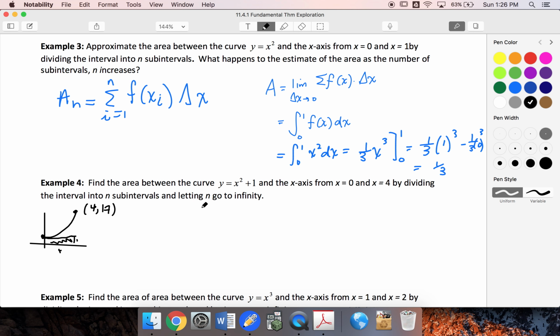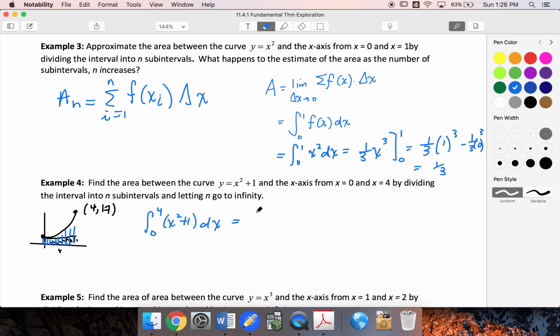So if I'm letting my n go to infinity, that means my width of all my individual rectangles is going to 0. So I'm going to take the integral from 0 to 4 of x squared plus 1 dx. So dx is letting my n go to infinity. I'm getting this to approach 0.